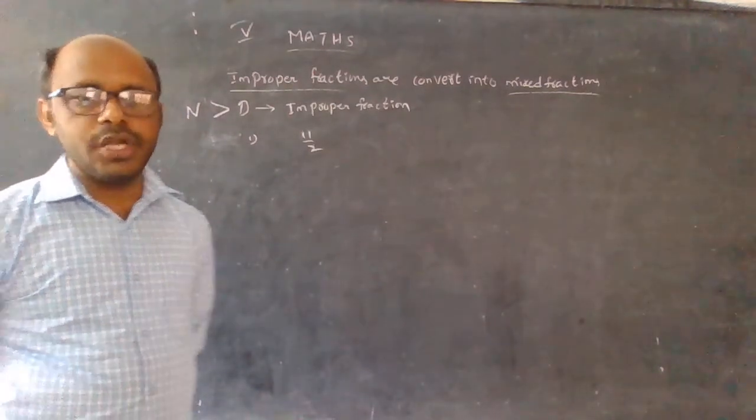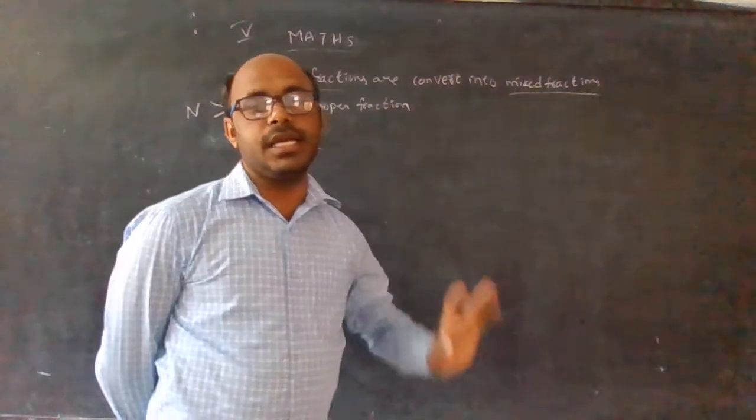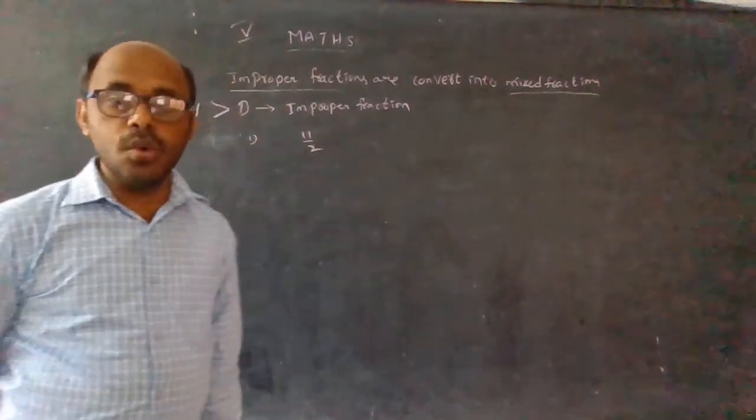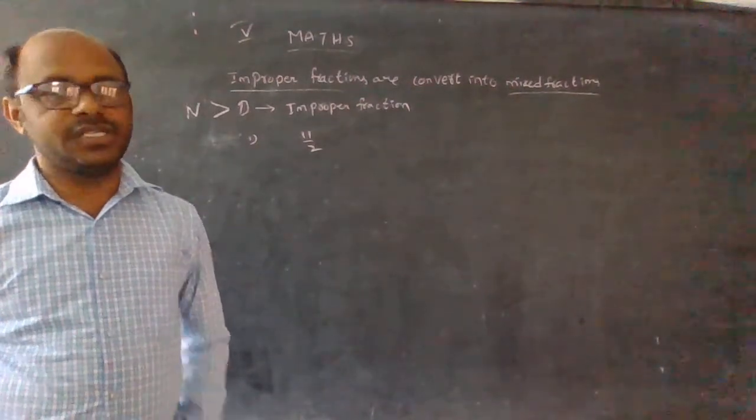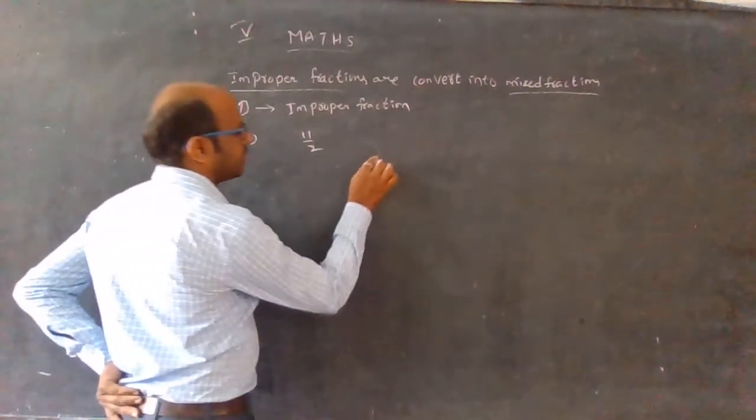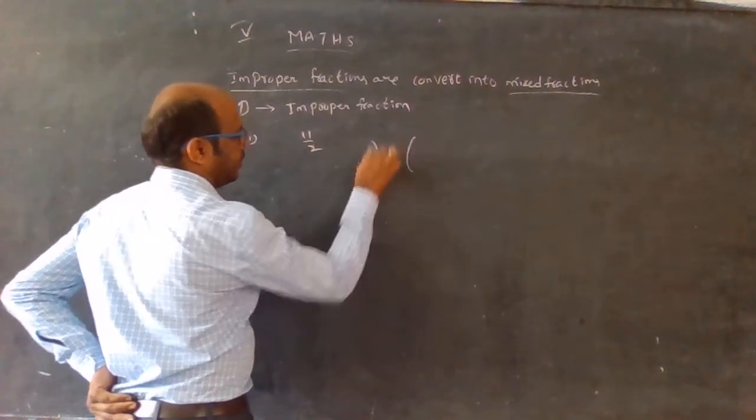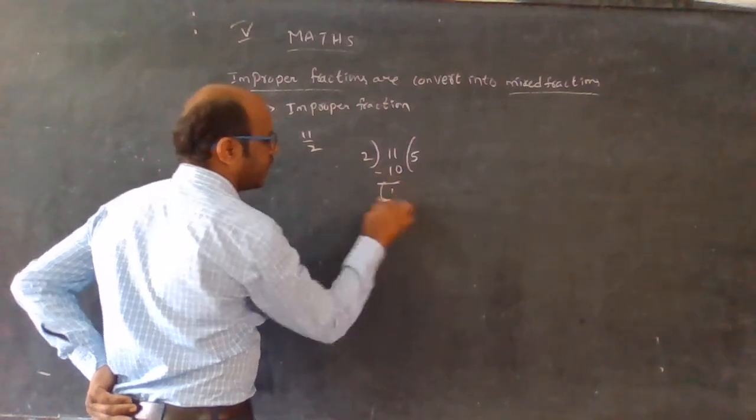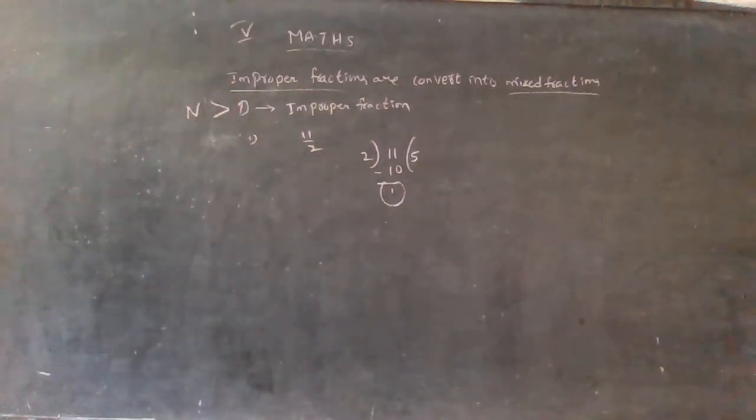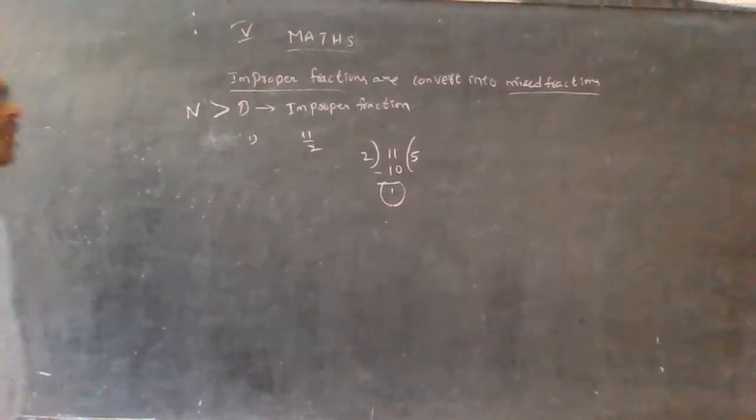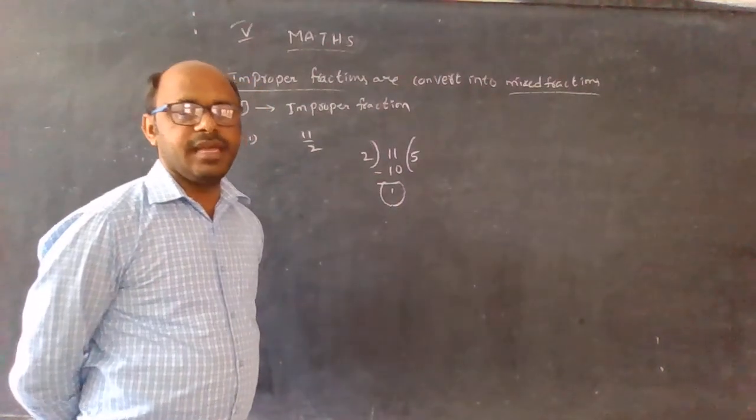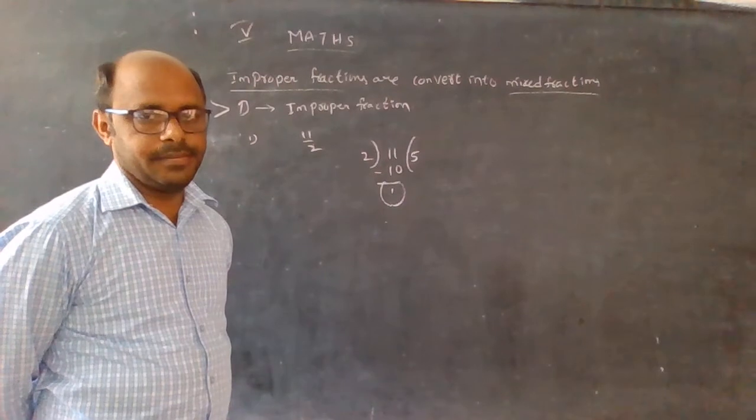How do we convert 11 by 2 into a mixed fraction? Go to the division method. 11 divided by 2: 2 fives are 10, and the leaving remainder is 1.